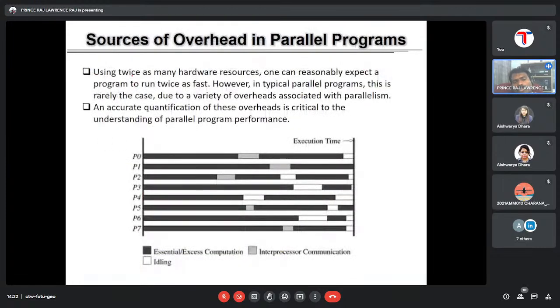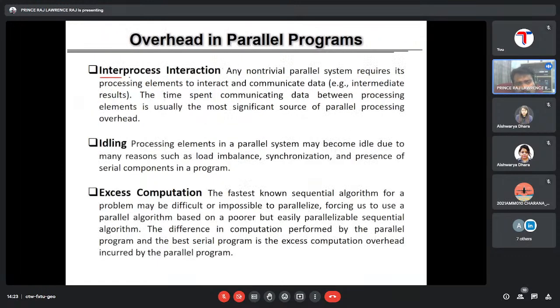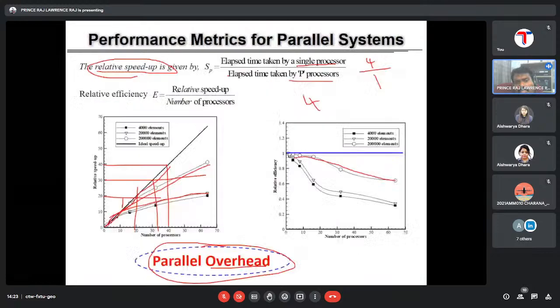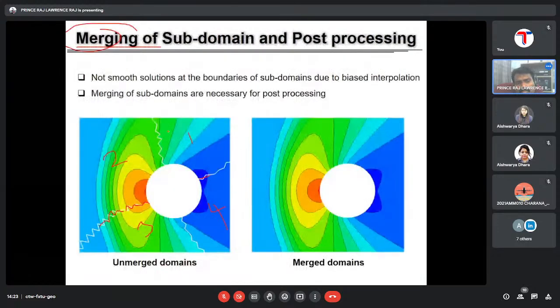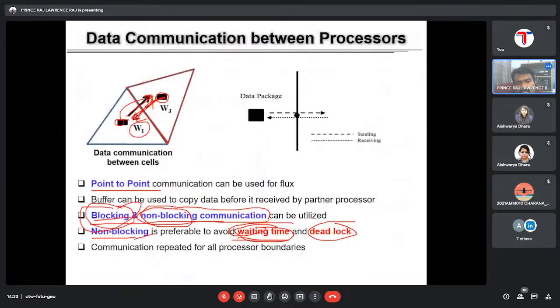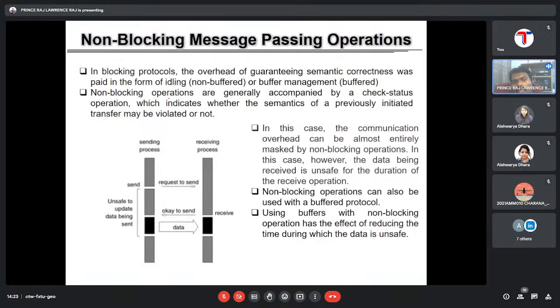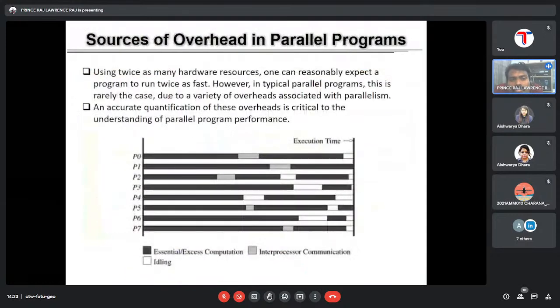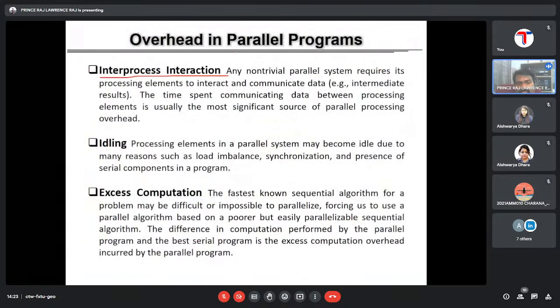Okay, so there are two sources that can be the reason behind this. One is interprocessor interactions. For example, as I said here, this processor will communicate with this processor. Definitely the communication will take some time, right? Although you say it is only milliseconds, milliseconds is also sometimes important. The communication will take some time.